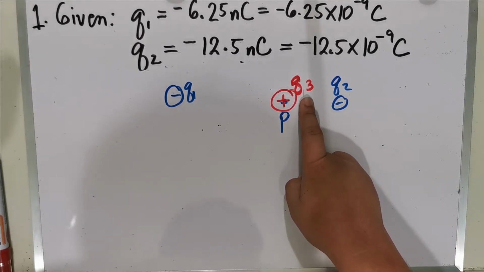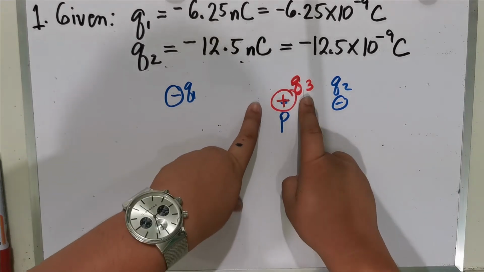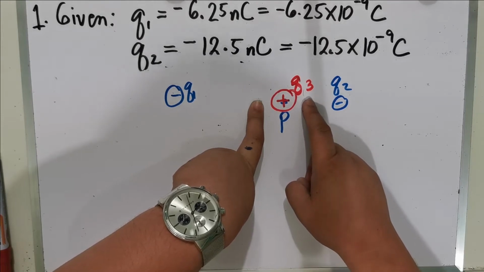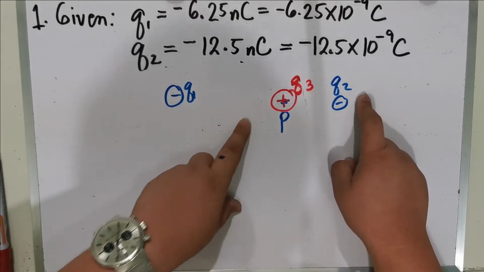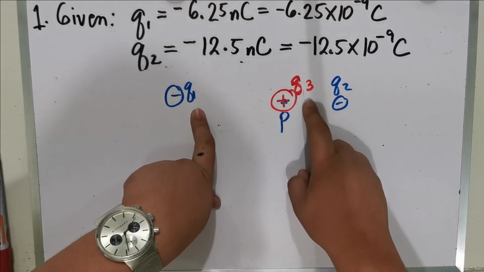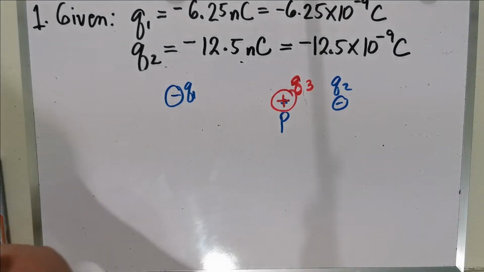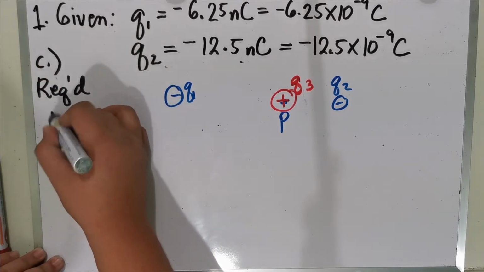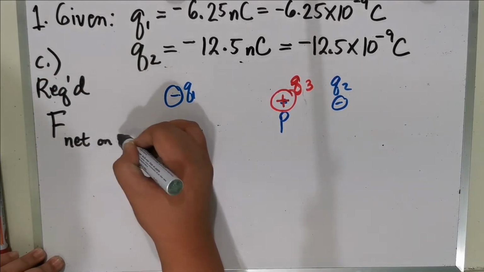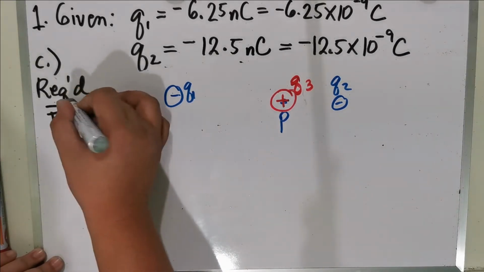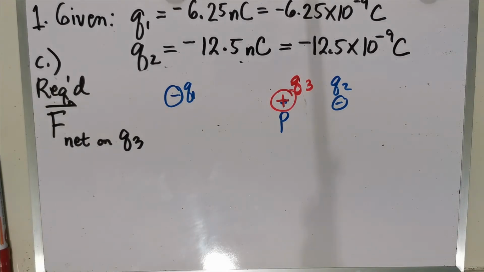We're done looking at the electric field. Upon reaching number 3, let's now look at the effect of this electric field if we place a charge at point P. What would happen is that Q2 would exert a force on Q sub 3, and in the same way Q1 would also exert a force on Q sub 3. So what we are looking for in letter C is the net force on Q3, the magnitude and direction of the net electric force on Q sub 3, which is the proton.